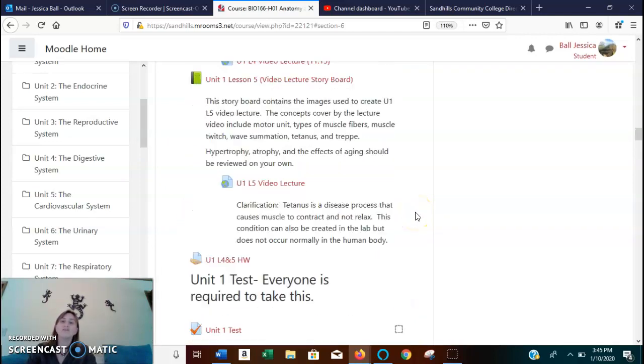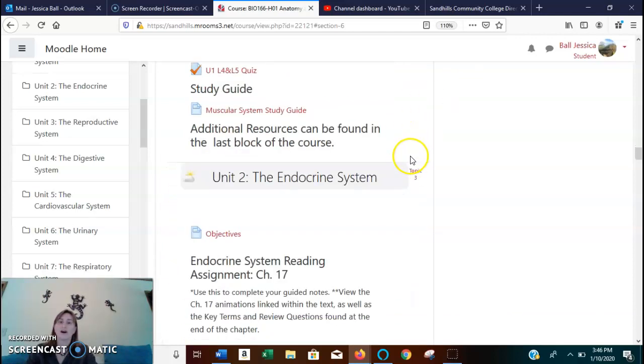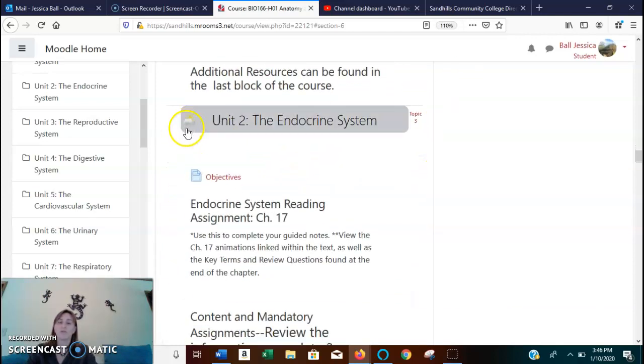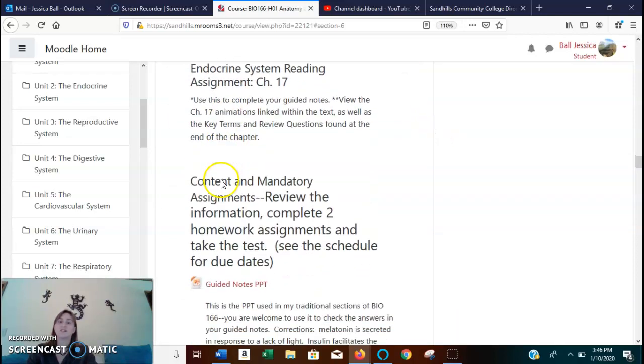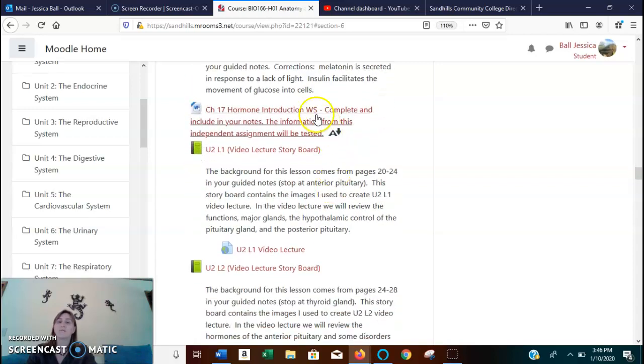So every single unit is organized like this. So I just want to look at one more really quick, is the endocrine system. So here's your objectives, a summary, talking about here's your 2 mandatory homework assignments and the test, the guided notes, which is a key to the lecture notes. This is an independent assignment that's not required to turn in, but you are responsible for learning about this.